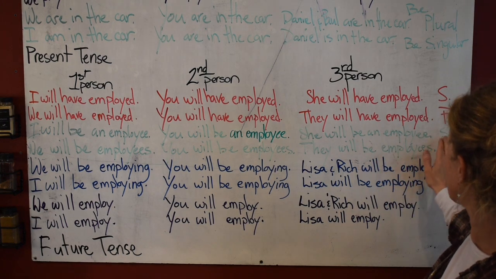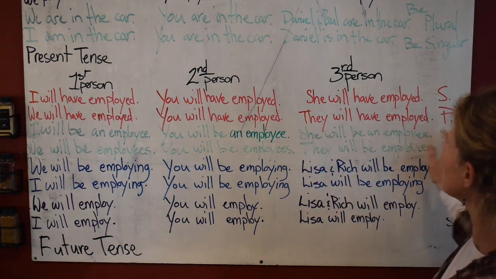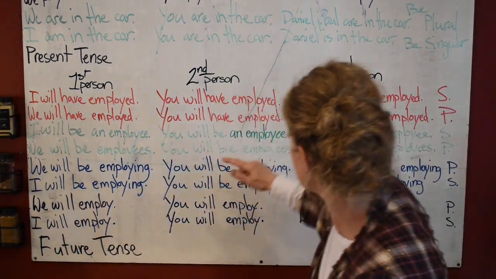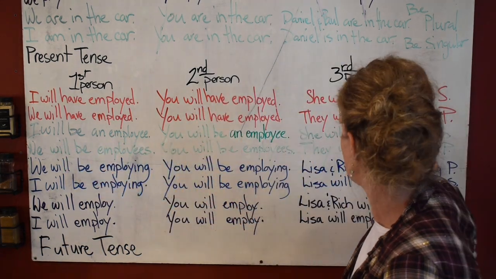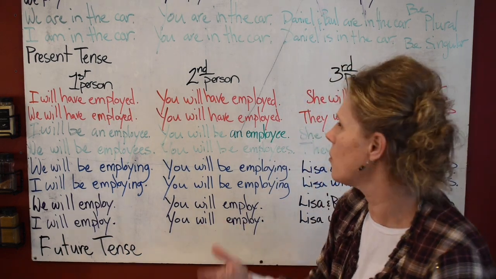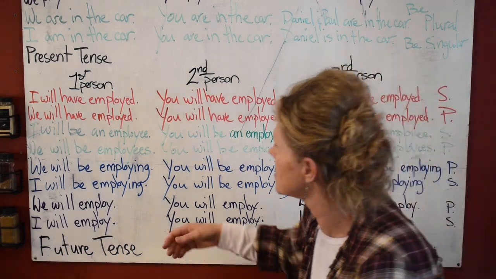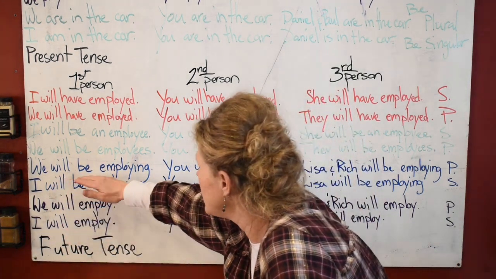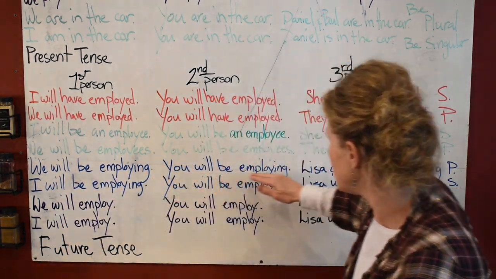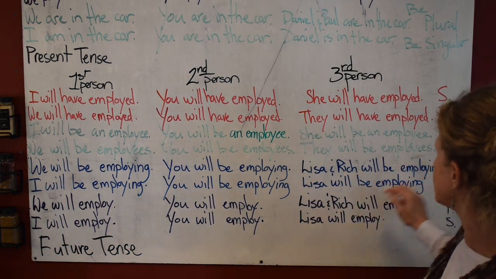And so you're using a predicate nominative with it because it's describing. So that's singular, they're all the same, except you're changing your subject. But you don't have to change your verb. They all go together. So the future tense, they are actually so much easier than present. Now this is where you can get confused. I will be employing. You will be employing. Lisa and Richard will be employing. These are all the same, but look.